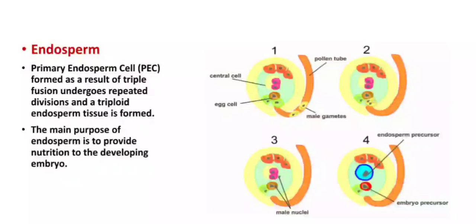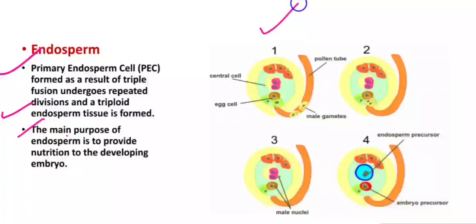Now the first step in the post-fertilization event is endosperm formation. The primary endosperm, formed as a result of triple fusion, will undergo repeated divisions, and a triploid endosperm tissue is formed. The main function of endosperm is to provide nutrition to the developing embryo.